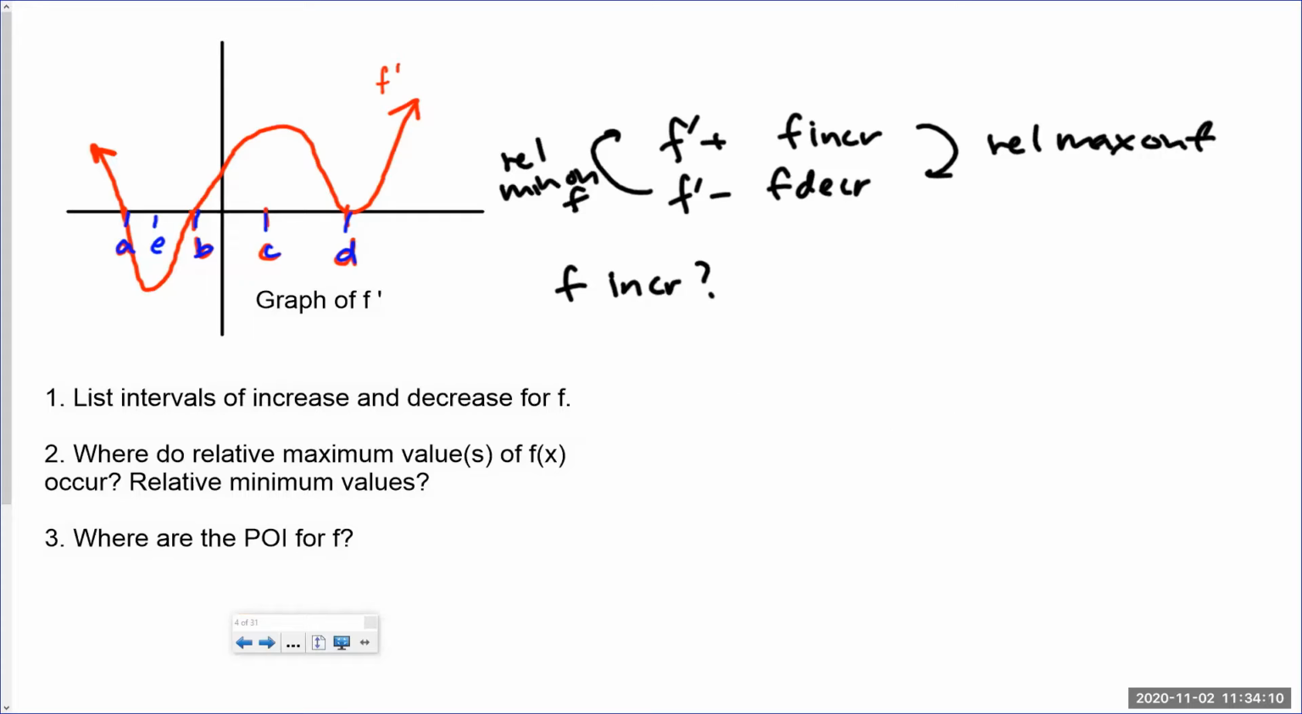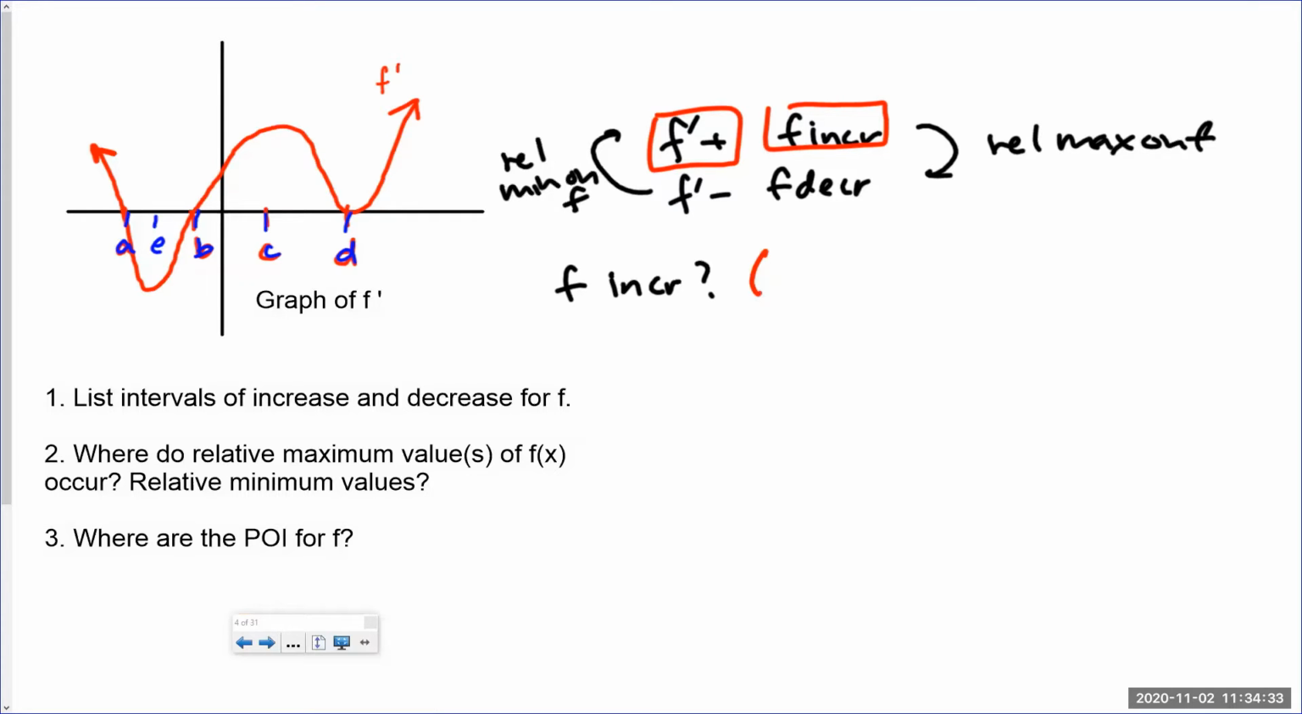F is increasing. It's synonymous with what? Take a look at this, guys. What's sitting right next to F is increasing? F prime is positive. If they're synonyms, that means that everywhere F prime is positive, then F is increasing. You agree? So take a look at this and tell me the intervals where F prime is positive.